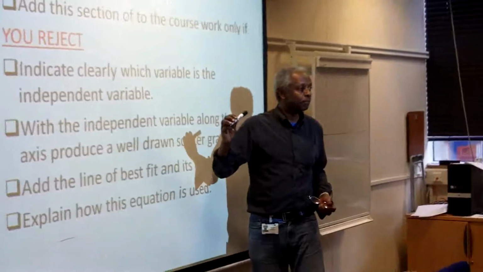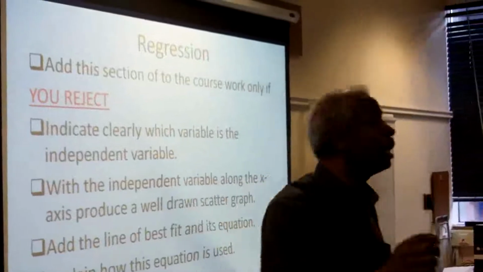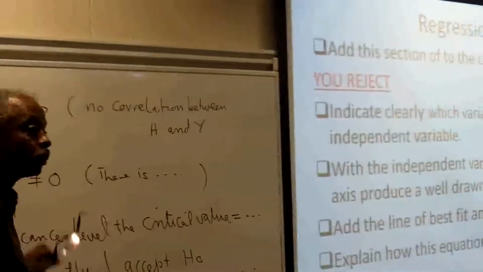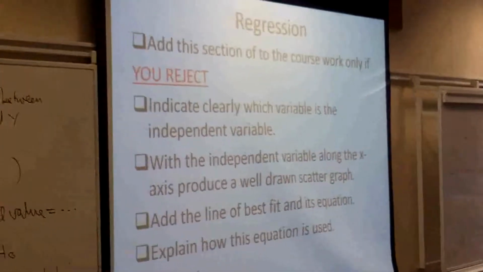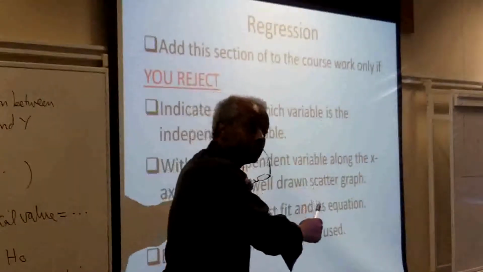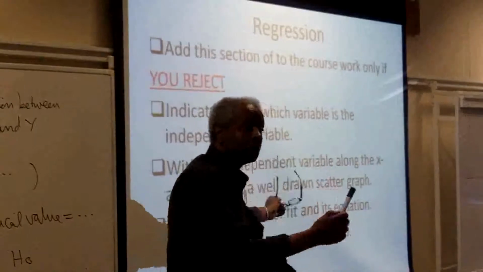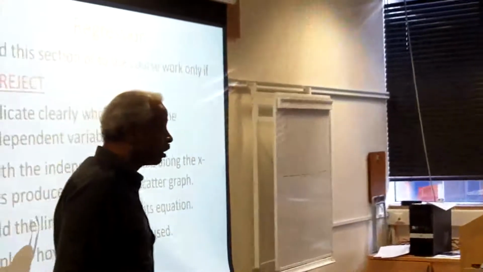Attention, please. This part will be included only if you reject H0. At the stage of the hypothesis test, there are two possible outcomes: rejecting H0, accepting H0. If you accept H0, you do not include regression. You still get the marks for regression, but the logical thing to do, if you accept H0, is not to move on to regression. Actually, if you move on to regression after accepting H0, you will fail.